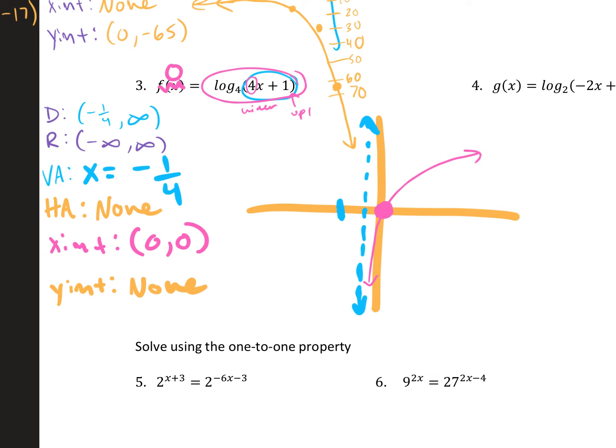Yes? What if the log is also negative? So if the negative is on the outside, then it's a reflection on the x-axis. So it would flip the whole thing like the other way. That way. It would flip that way. Yeah.